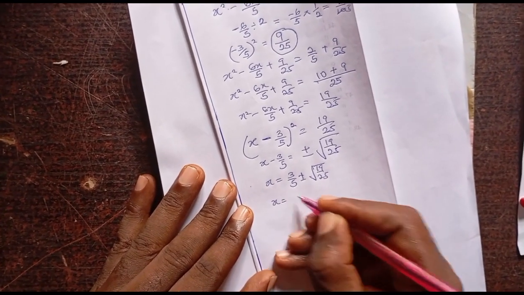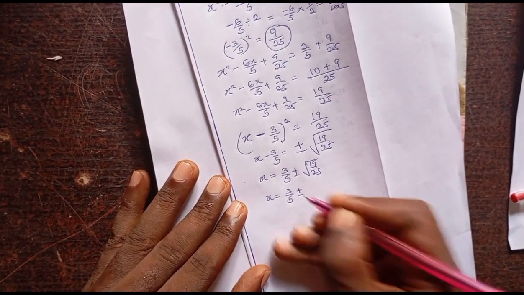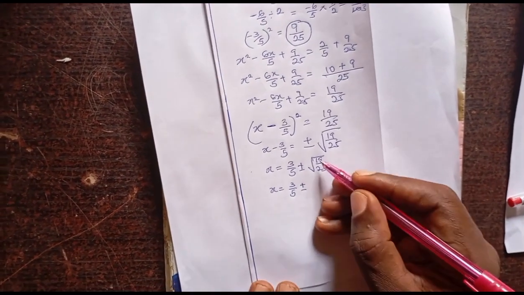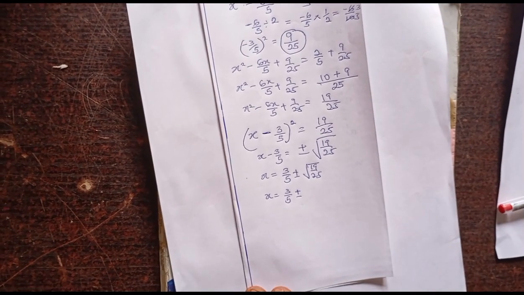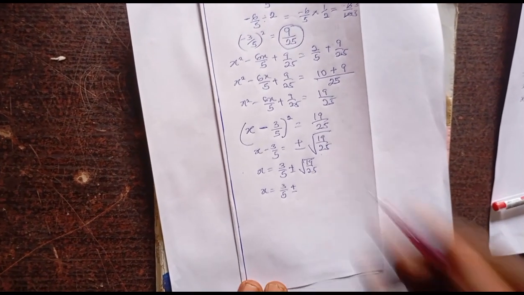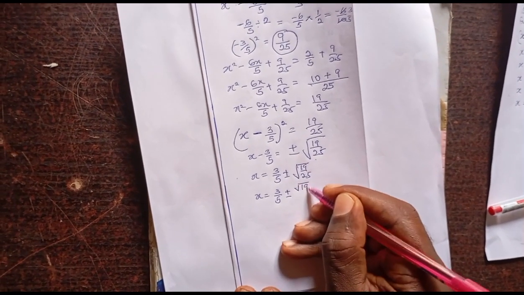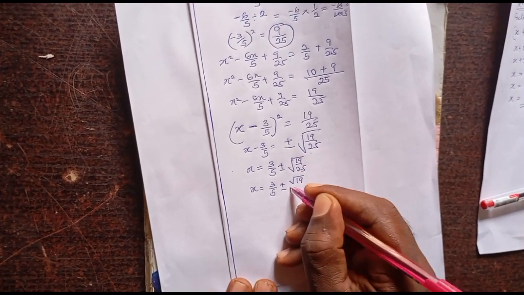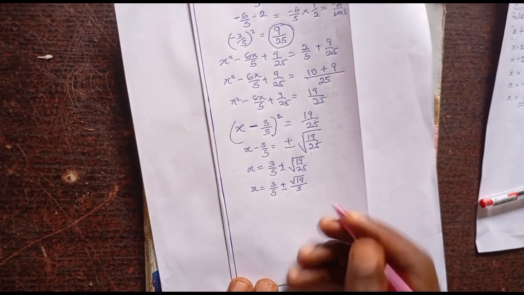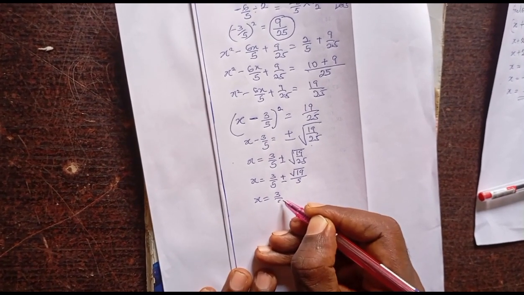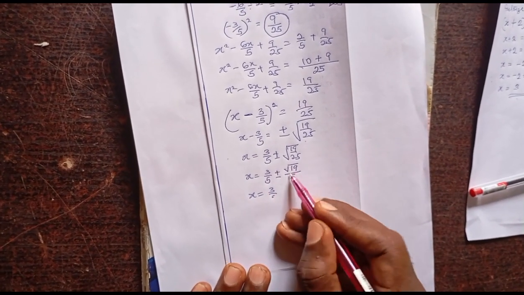So our x equals to 3 over 5 plus or minus. Now please, what do we do in this case? We are having 19 over 25. 19 does not have a square root, that is not a perfect square, but 25 is a perfect square. So we leave the square root for 19 while we find square root of 25, which is what? Over 5. So our x will now be equals to 3 over 5. Okay, yes, we have 3 over 5 plus or minus this over this.